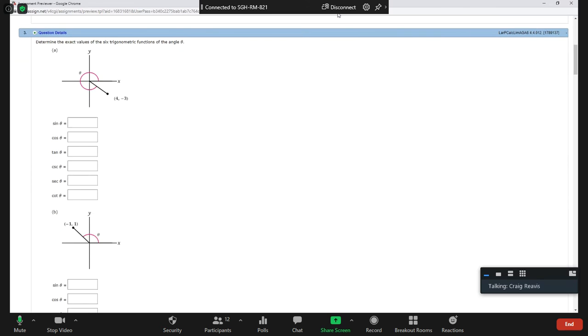Determine the exact values of the 6 trig functions. So let me go over this one just to make sure that we have a good understanding of what we're going to be doing.